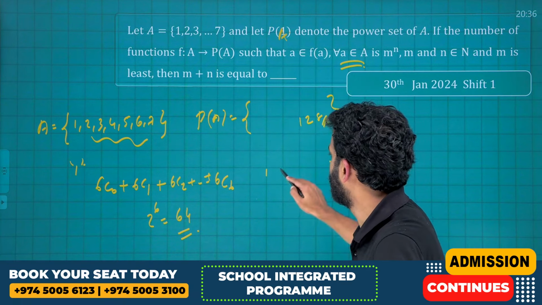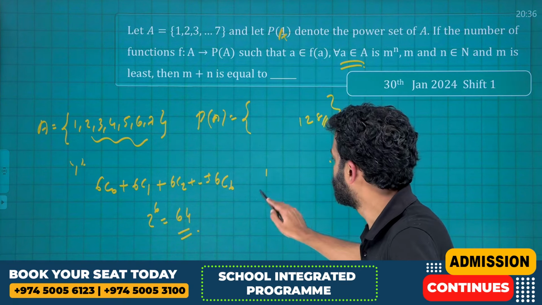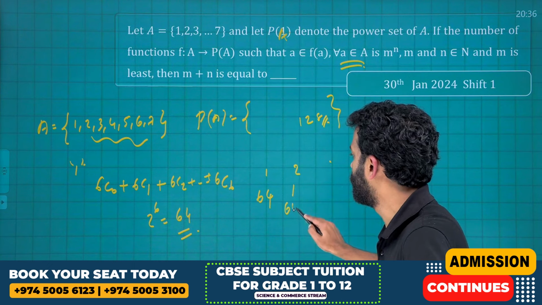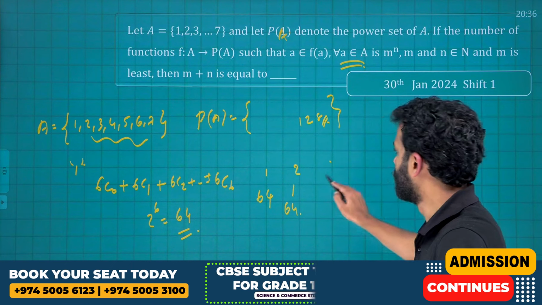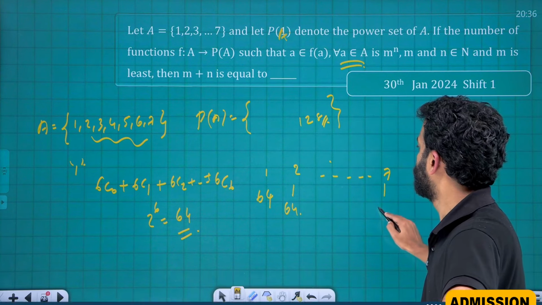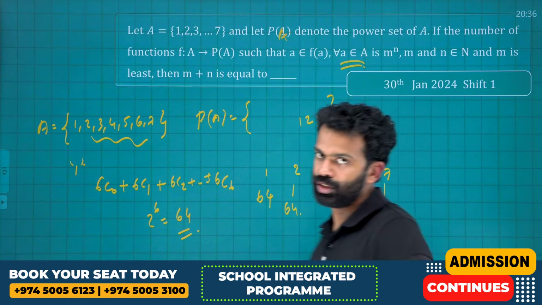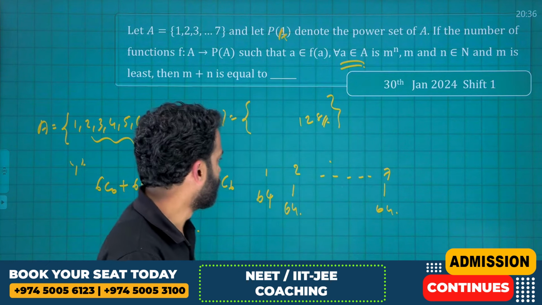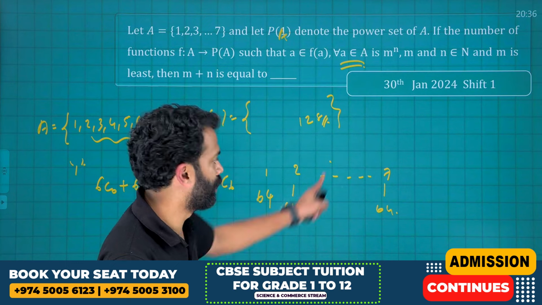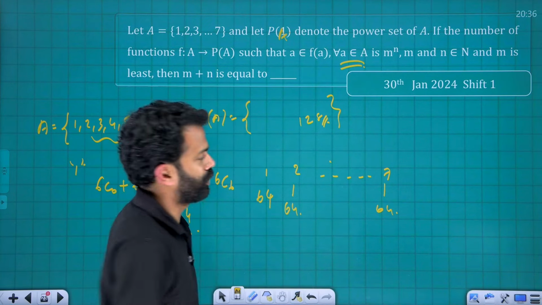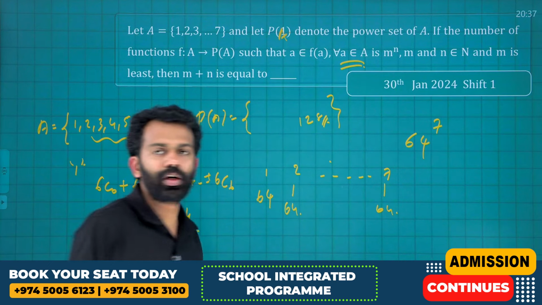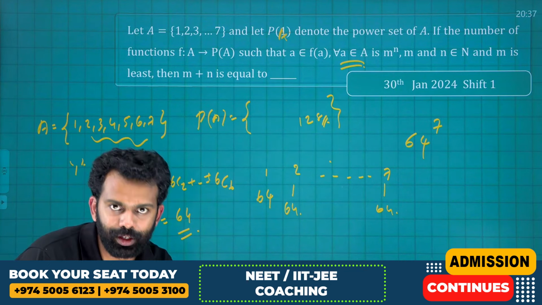That is, 1 can be mapped in how many different ways? 64 different ways. Like that, 2 can also be mapped in 64 different ways. And like that, 7 can also be mapped in 64 different ways. So how many functions are there in total? That is 64 into 64 into 64, and so on, that is 64 raised to 7. So what is our answer?